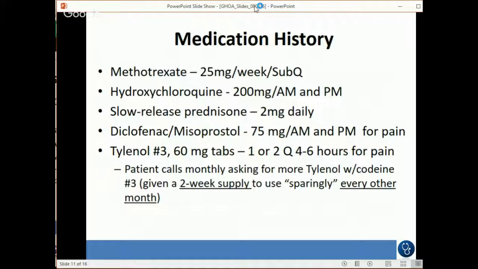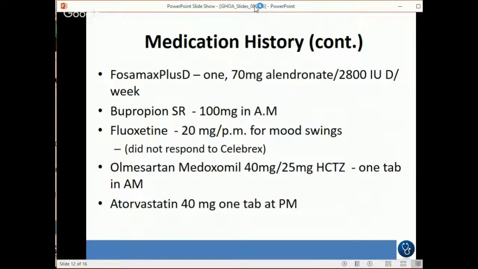We've now gone to giving her just a 2-week supply at a time and trying to tell her to use it sparingly. So try to make it spread out. Don't depend on that Tylenol number 3. Let's see if we can find other ways to help relieve your pain. And that doesn't seem to be any good because she's calling back the office. You can go to the next slide. She's calling to the office for more help with this frequently.